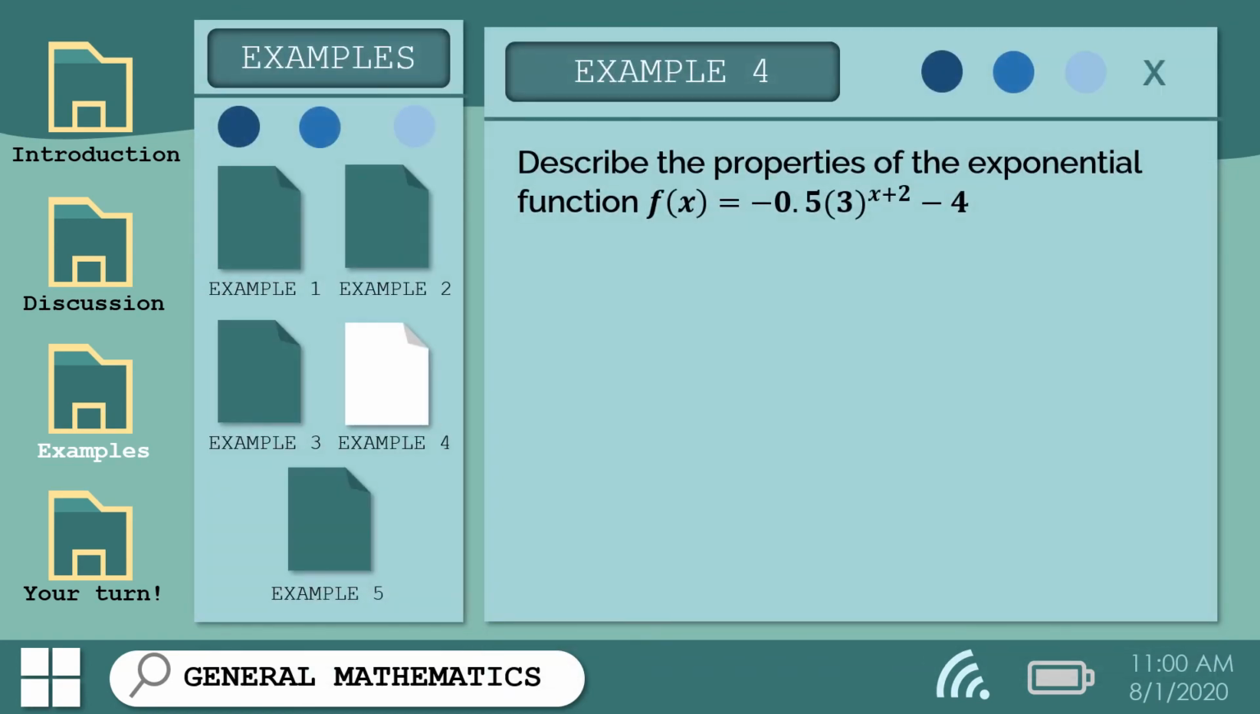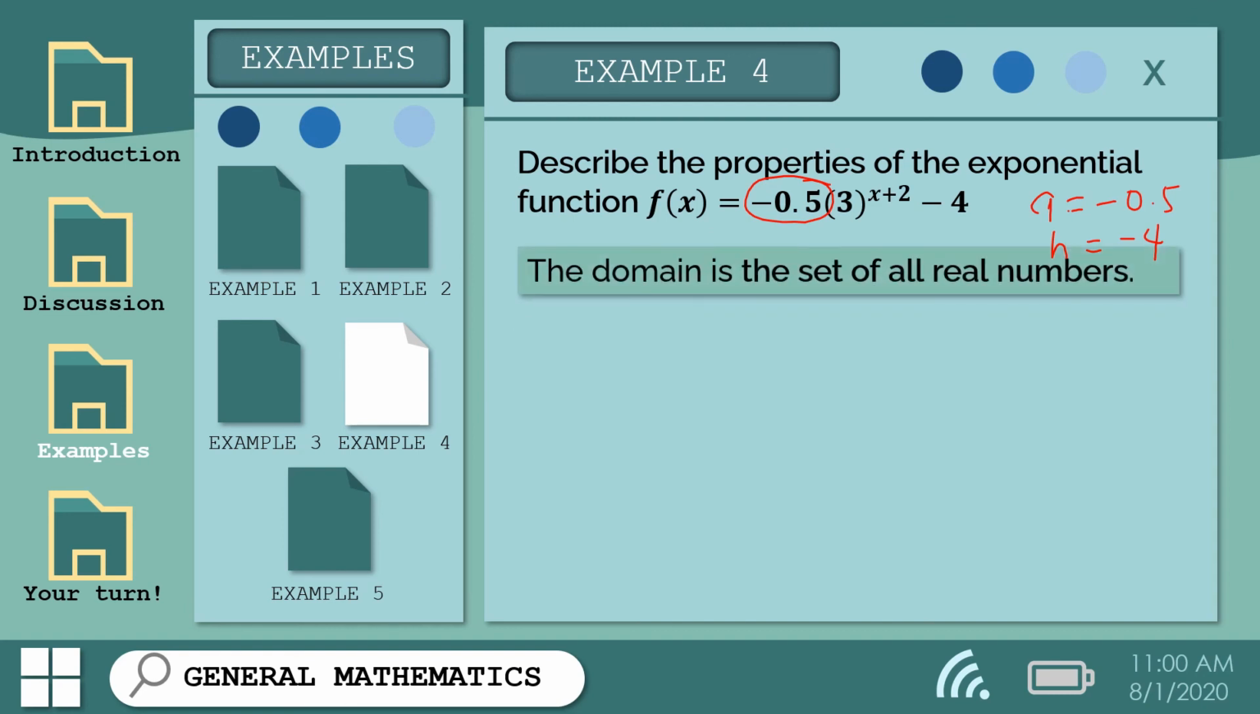Example 4 naman. Let's describe the properties of the exponential function f of x is equal to negative 0.5, or negative 1/2, times the base 3 with an exponent of x plus 2, then minus 4. So, if we look, our a here is negative 0.5. And our h here is negative 4. So, let's determine the domain first. It's easy. Domain is always the set of all real numbers.